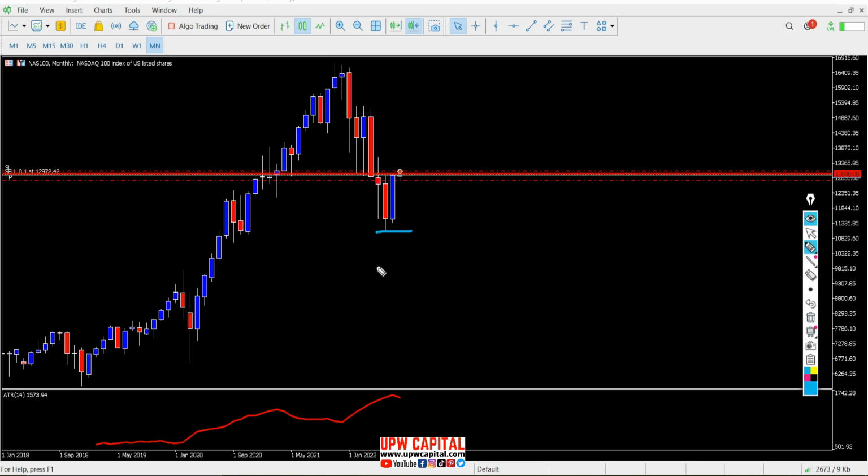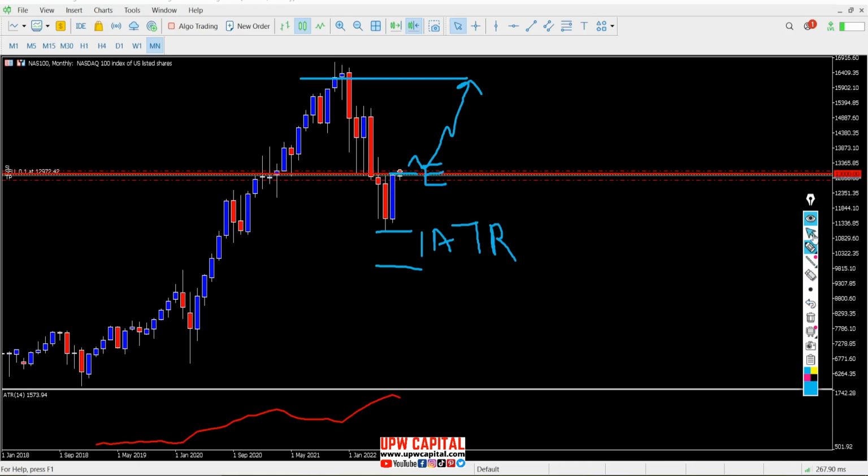So one can even say use 1 ATR as your stop loss. And then the close of this candle can be the entry or the current price. And our target could actually be around there, which is approximately 16,400. So this is one entry signal for the investors, for the long-term traders.